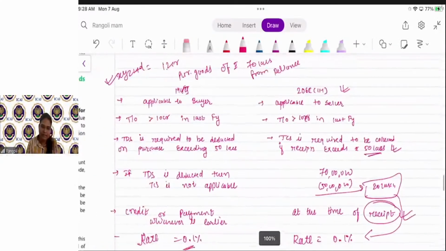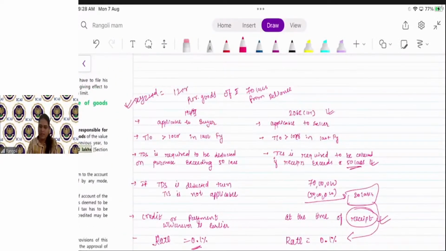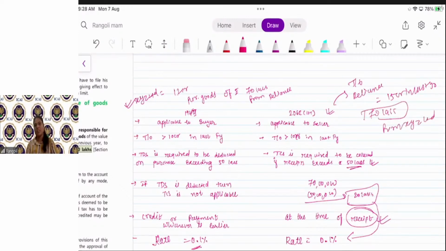Now the question arises. In our example, the turnover of Reliance is also more than 15 crore in the last year, and it is collecting 70 lakhs for the sale of goods from XYZ Limited. Now, there is double taxation, yes or no? Because on the same 20 lakh, XYZ Limited will deduct TDS and on the same 20 lakh, Reliance will collect TCS. Yes or no?